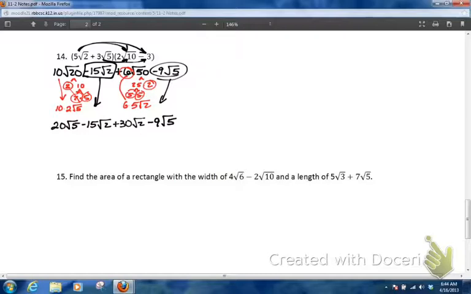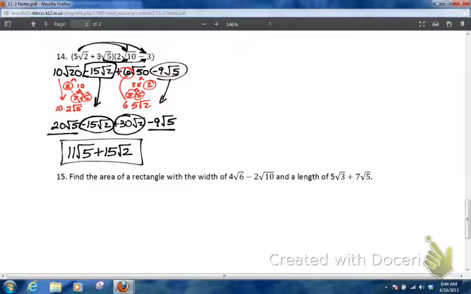Okay, now you can look for like terms, which I have a few here. The positive 20 root 5 minus 9 root 5 is how I get 11 root 5. And then the negative 15 root 2 plus 30 root 2 gives me a positive 15 root 2. And then those two are not like terms, so you're done. So, again, very easy section. I expect you to do very well with this section.